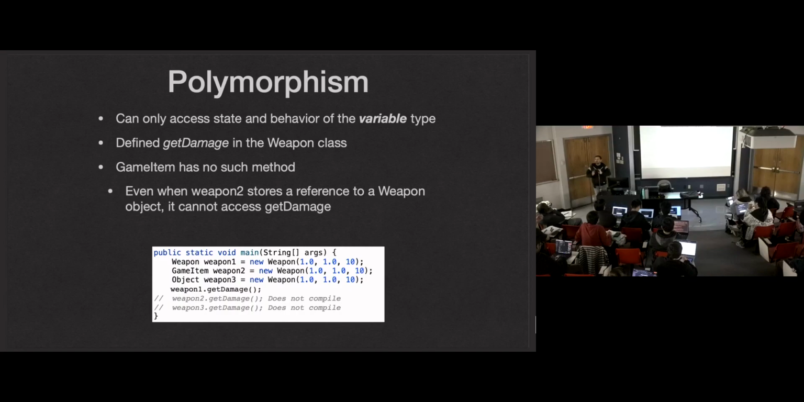It's still a weapon. The object stored in that variable is still a weapon. It still has all the state and behavior of a weapon, but when we store it in a variable of a supertype, we can only access state and behavior known to that supertype. So a game item doesn't know about the getDamage method. getDamage was a method that we wrote in the weapon class itself. Nowhere in the game item class or any class that it extends does it know anything about a getDamage method. So when I store this weapon in a variable of type game item, I cannot call getDamage.